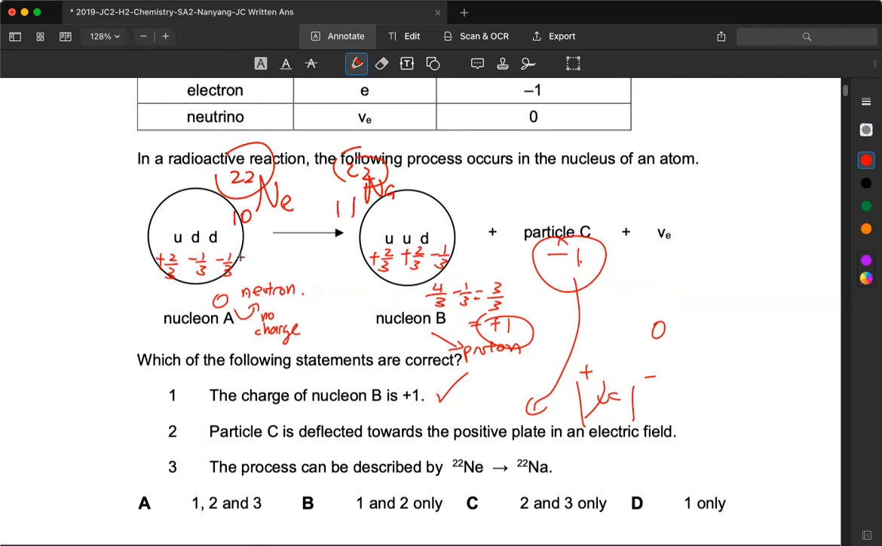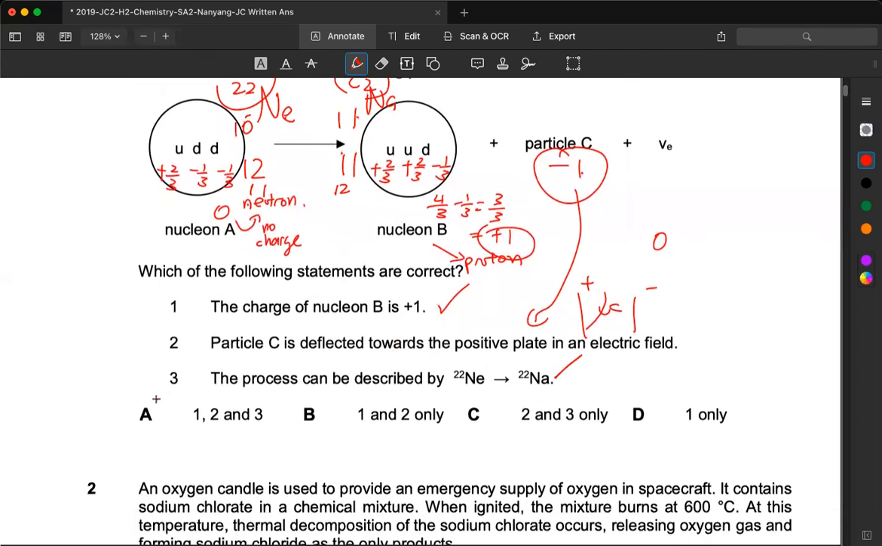You can see that the difference will give you the number of neutrons, 12 for neon and 11 for sodium. When one of the neutrons becomes a proton, 11 becomes 12. So the particle gains 1 more proton to become a new element, sodium. So this is correct also. The answer is A.